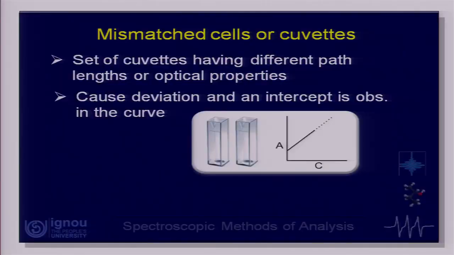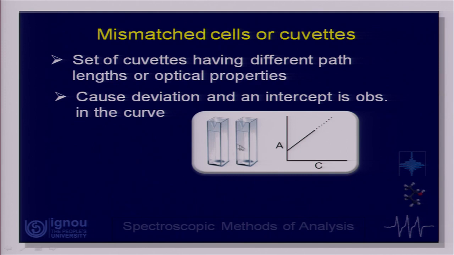But it may so happen that if I am not using a very expensive or very sophisticated set of cuvettes, the two cuvettes may have slightly different path lengths. Say one happens to have a path length of 1 centimeter, the other may have a path length of, say, 1.001 centimeter. Even that slight difference is going to lead to deviations. So, in such cases we have to ensure that we are using matched cells.